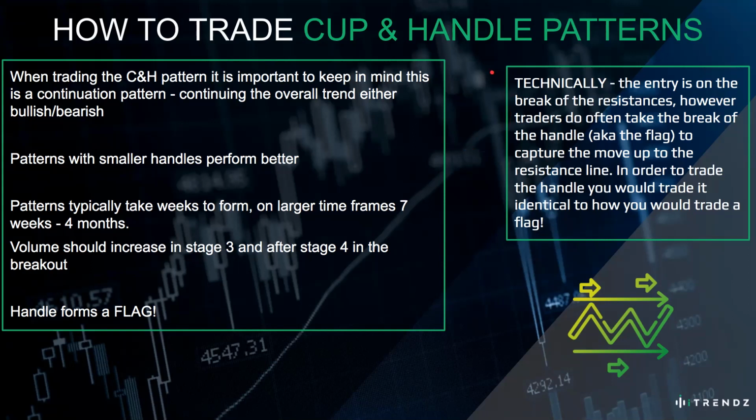Technically speaking, the entry is on the break of the resistance. However, more seasoned traders often take the break of the handle to capture the move up to that resistance level and then trade above that. So a trader might add on the break of the flag, and then add again above the resistance level once the stock gets above it and confirms above.